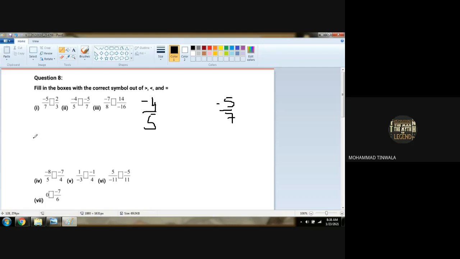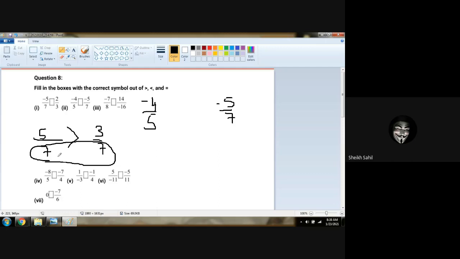If the denominator is same, for example, 5/7 and 3/7. Now, if I say which one is greater rational number? 5/7 is greater. Why? Because in this the denominators are same. Understood or not? Yes. Understood. Very good.